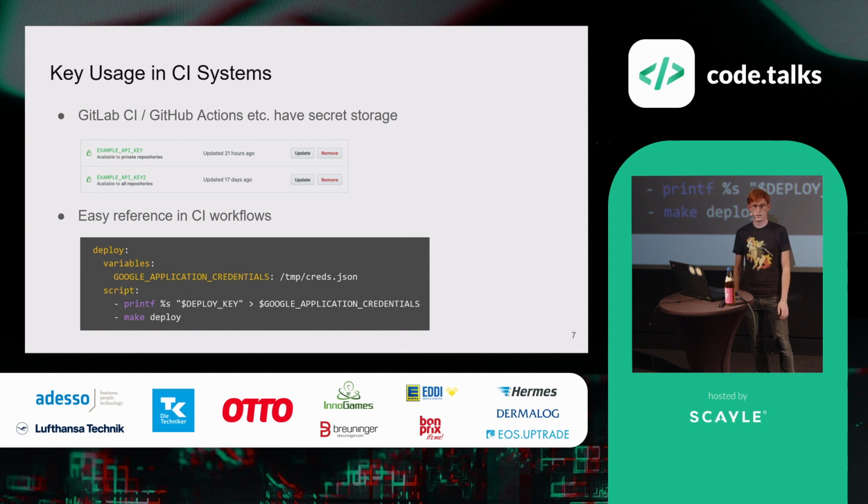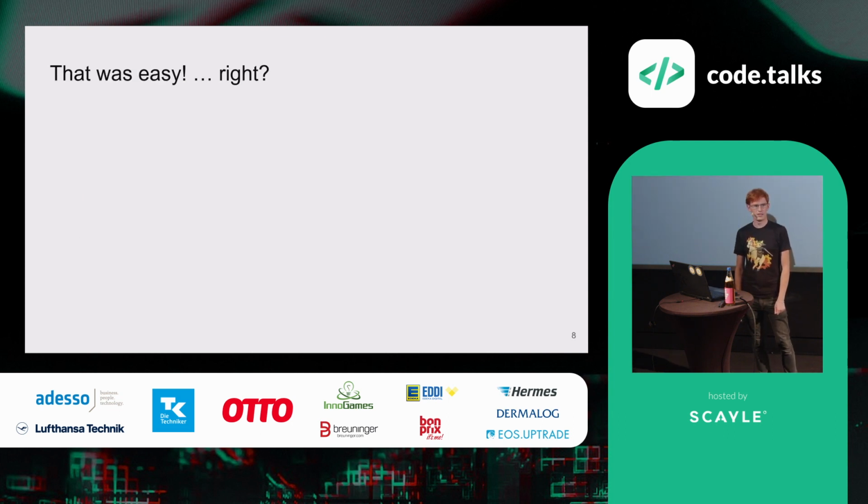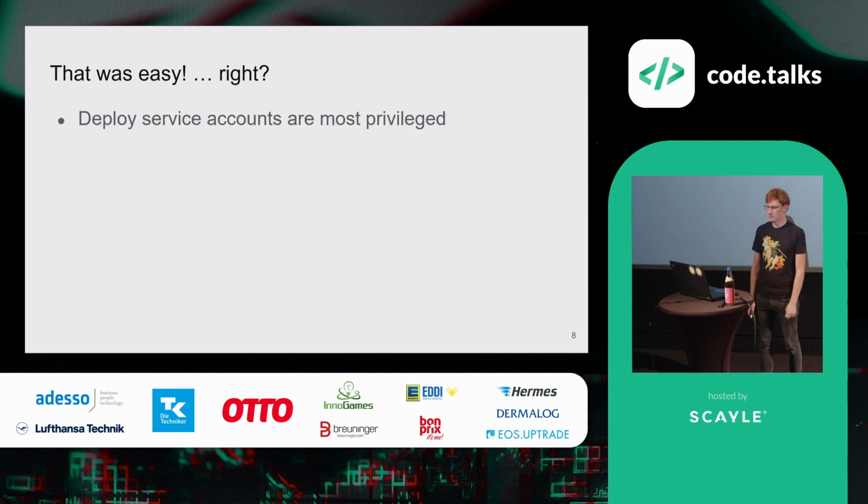So I'd like to ask you, who of you uses these CI secrets for deploying stuff, for authenticating your CI pipeline? I see many hands. If I would guess why, I would say that it's pretty easy, right? I mean, you just have to create the key, put it into the secret storage, and then reference it. So that's nice, right?